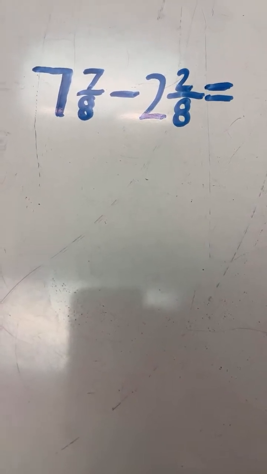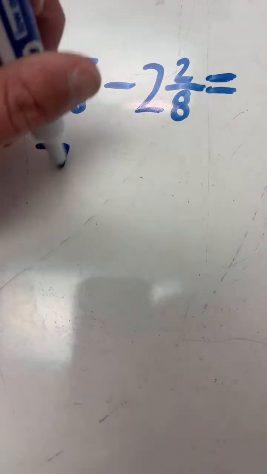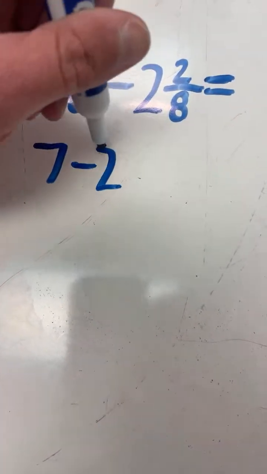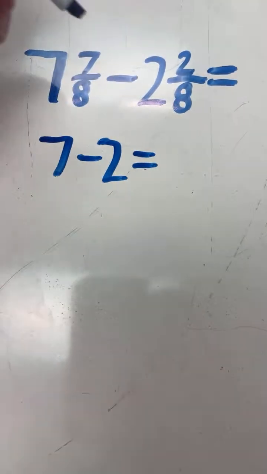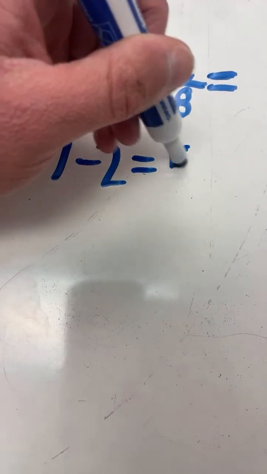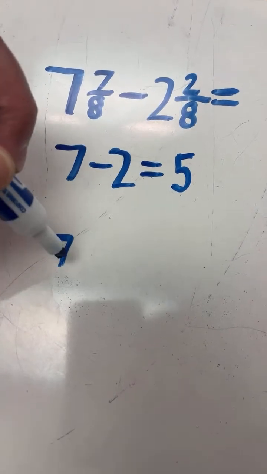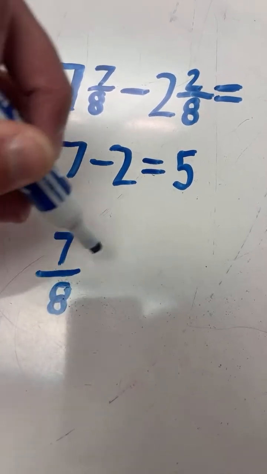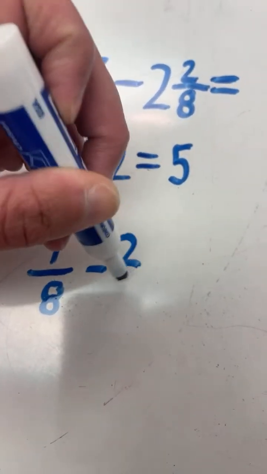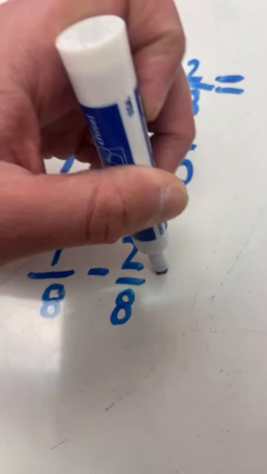So two simple steps. Step 1, we subtract our whole numbers. 7 minus 2 equals 5. Step 2, we subtract our fractions. Now subtracting fractions is just like subtracting whole numbers. The only difference is our denominator stays the same.